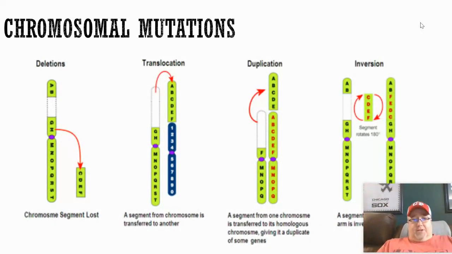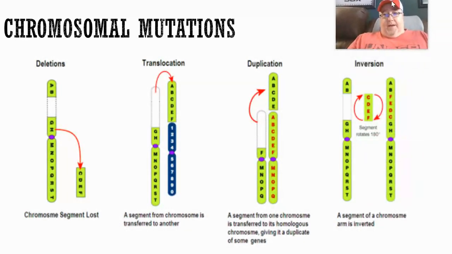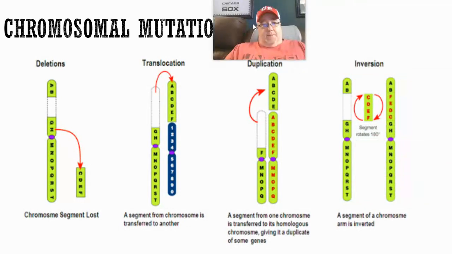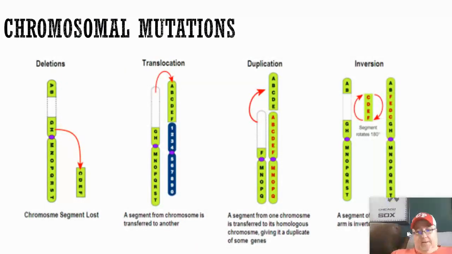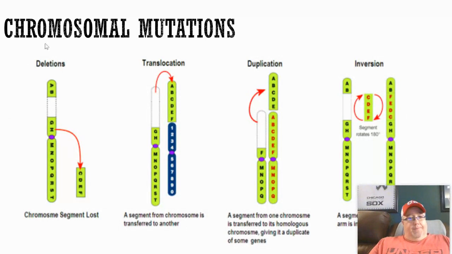All right, so let's go back to chromosomal mutations here. And there, I want you to look at these different types. Anyway, when it comes to chromosomal mutations, there's four different varieties, four different types.